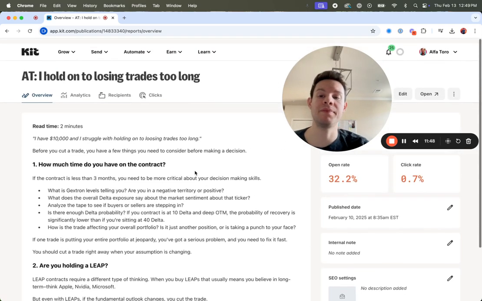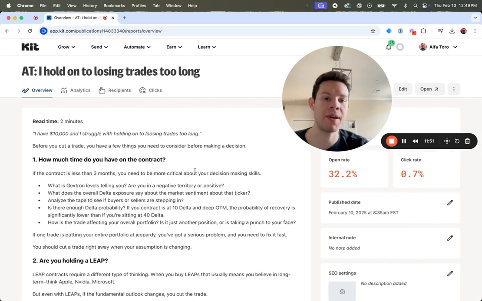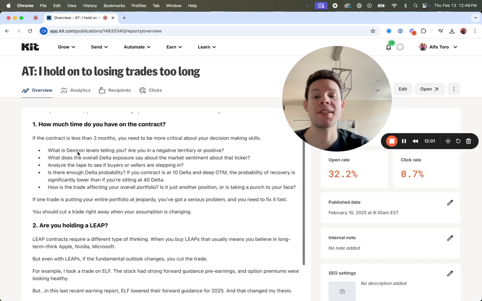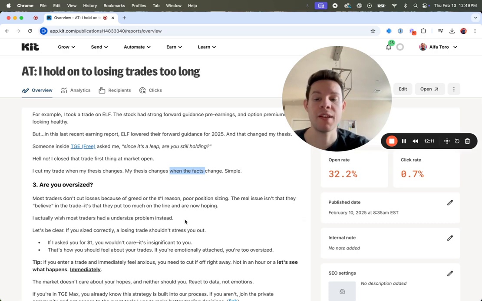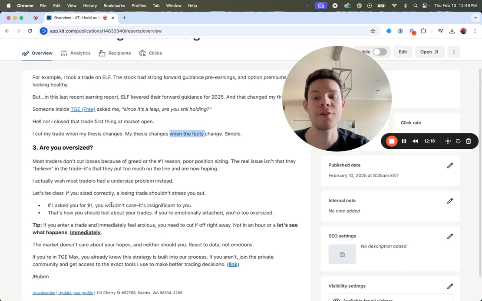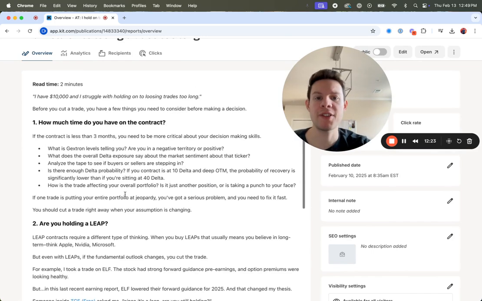That's what I would recommend if you're holding on to losing trades, whether it's $10,000, definitely $100,000. You cannot afford to hold on to trades unless the thesis has changed. And the thesis changes only when the facts change. Keep it very simple. Don't get emotional about it. If you're too anxious or feel too much pressure, cut the trade off. You're probably oversized. Like I said, it should feel like you're giving me $1. It should be insignificant. But that's it for today.